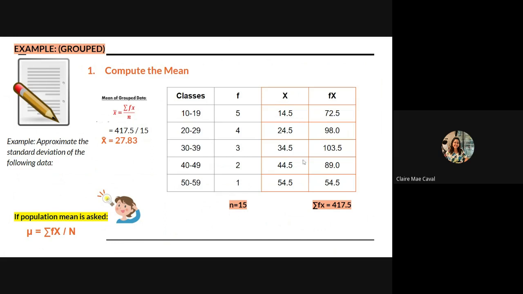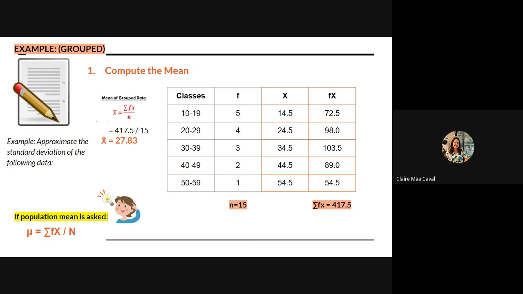And you do the same for the rows below. Next is another column, your fx. This is frequency times x, meaning 5 times 14.5, that's 72.5, and so on. Next, you get the sum: the summation of fx is 417.5. Here also, the summation of frequency is 15.